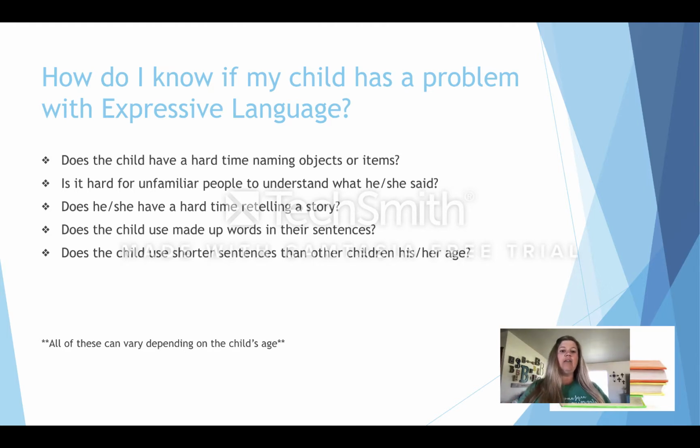How do I know if my child has a problem with expressive language? Does the child have a hard time naming objects or items? Is it hard for unfamiliar people to understand what he or she said? Does he or she have a hard time retelling a story? Does the child use made-up words in their sentences? Does the child use shorter sentences than other children his or her age? Again, this depends on their age.